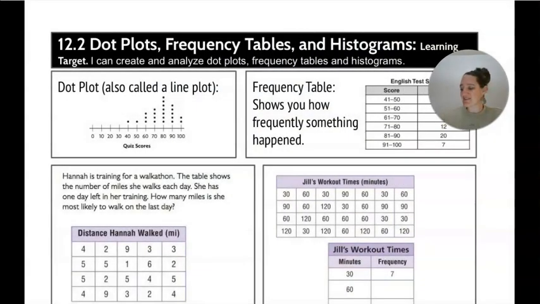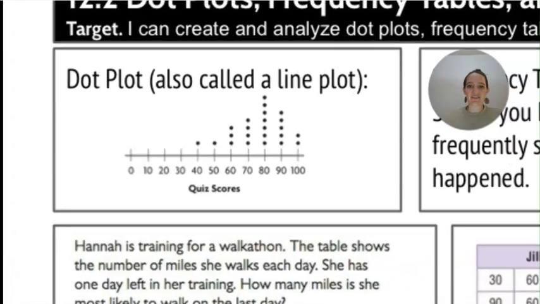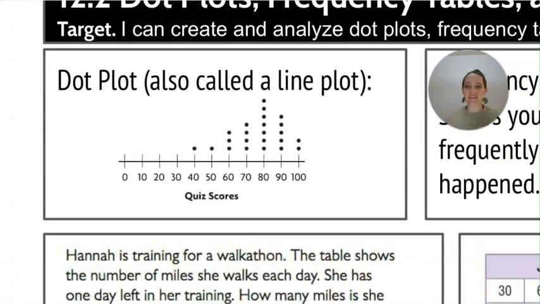Okay, let's start with dot plots. So you may have heard these called line plots. All they do is they visually show you something. For example, this shows what students got on a quiz score, and every little dot stands for a student. That student right there got a 40%. That student got a 50%. These students, there were 3 students that got 60%, okay? It'll show you how many people got 100%. 2 people got 100% on the quiz.